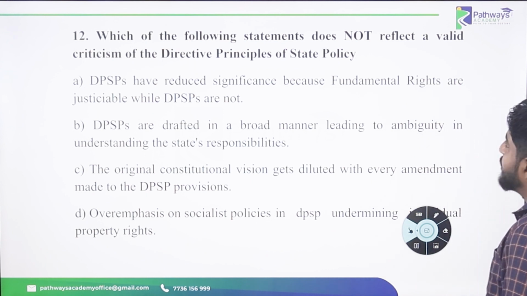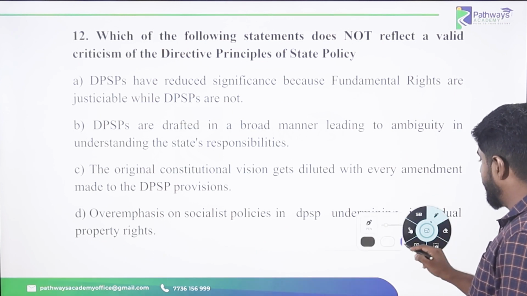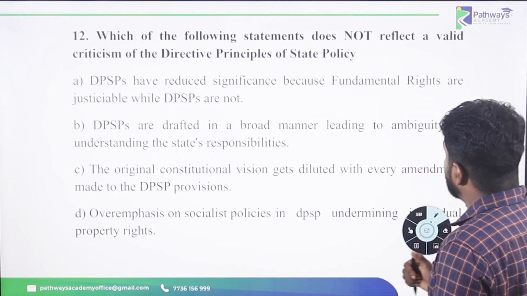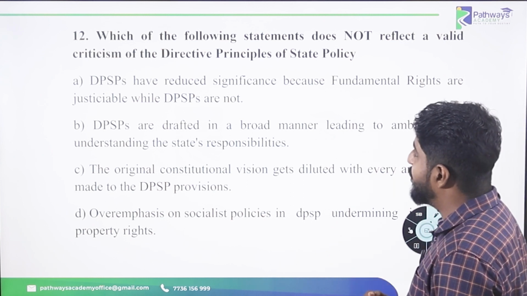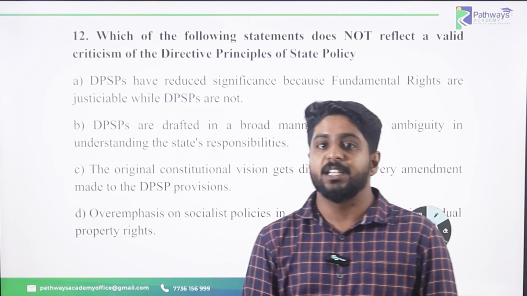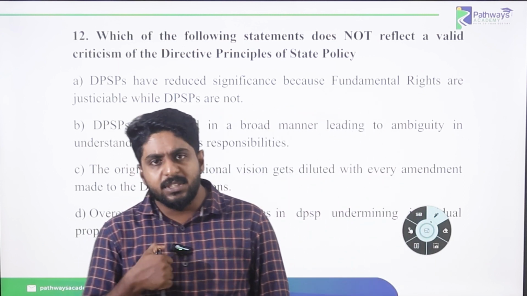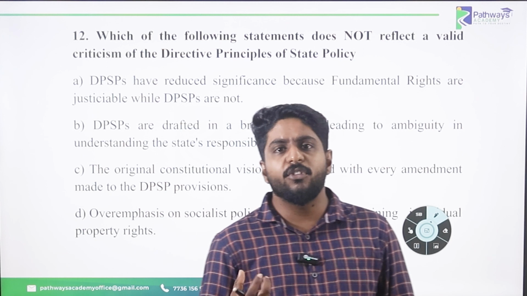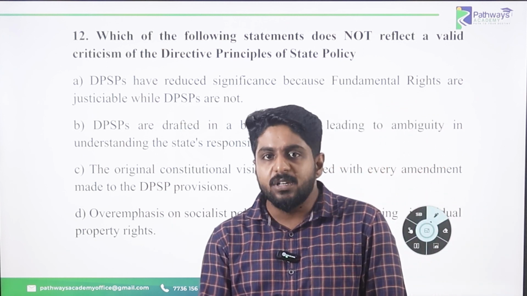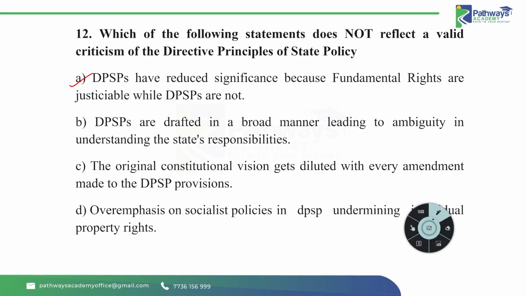Which of the following statements does not reflect a valid criticism of directive principles of state policy? Number 1, DPSPs have reduced significance because fundamental rights are justiciable while DPSPs are not. We need to choose a valid criticism of DPSP, isn't it? The first criticism says that the fundamental rights are justiciable, and what is the point of providing DPSP separately, and you are just making DPSPs non-justiciable? Then what is the importance of DPSP? Yes, sir, this is one of the valid criticisms.